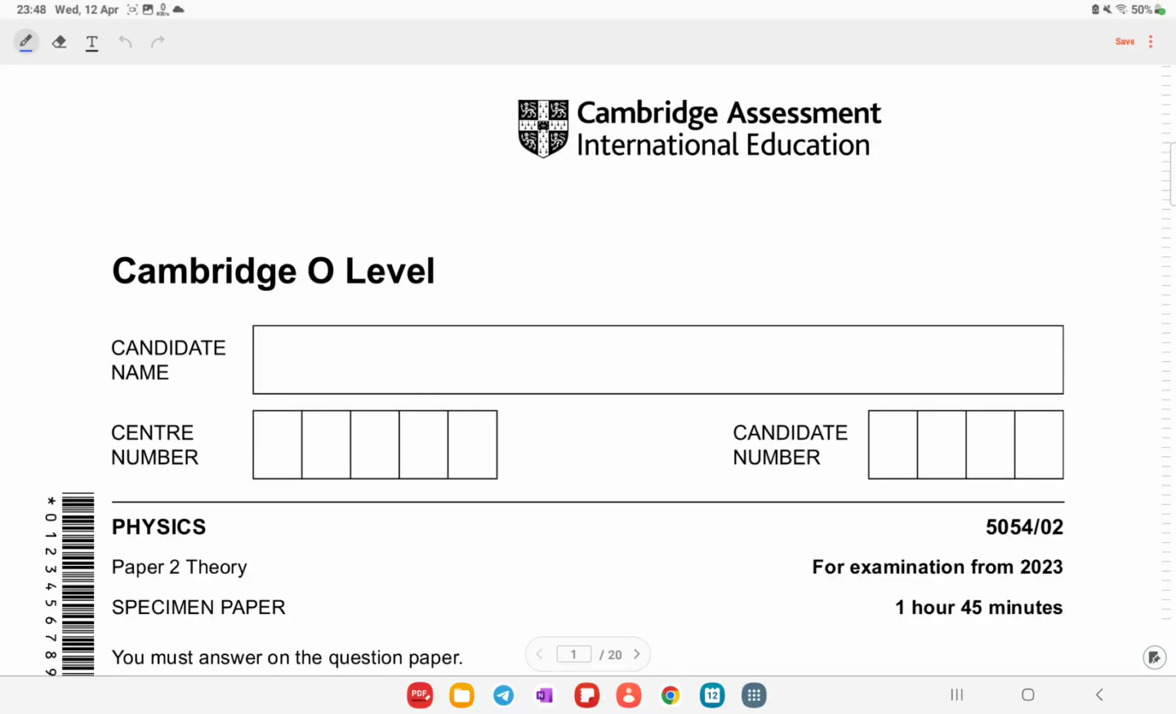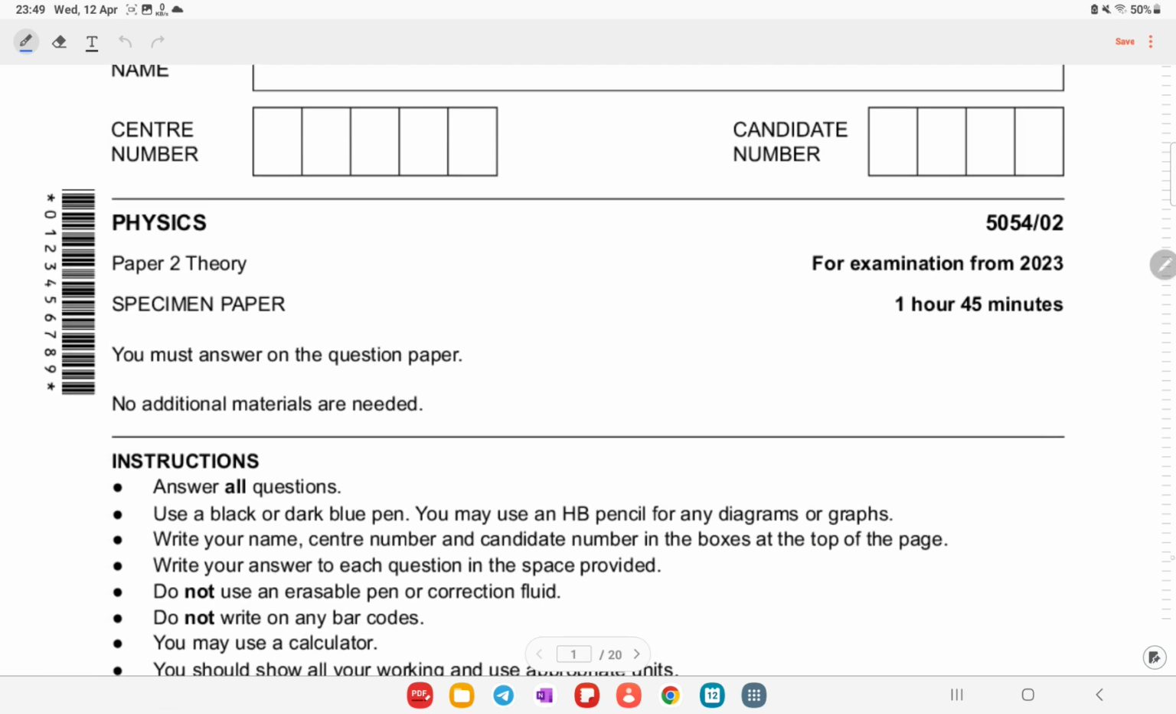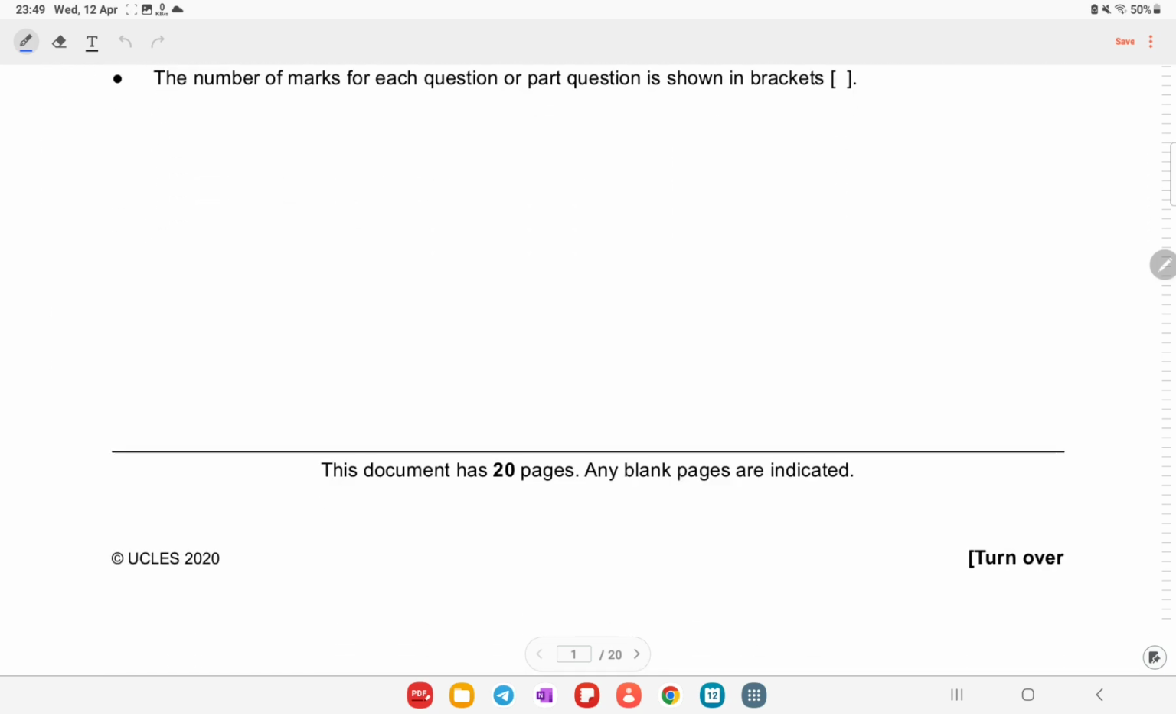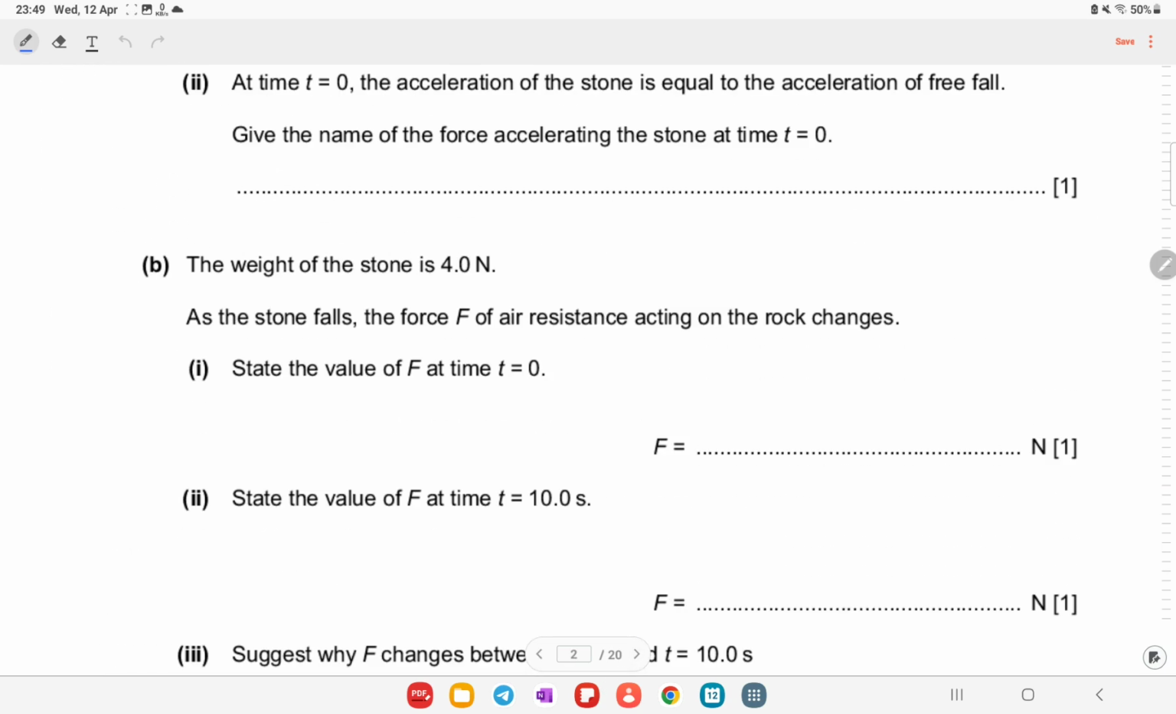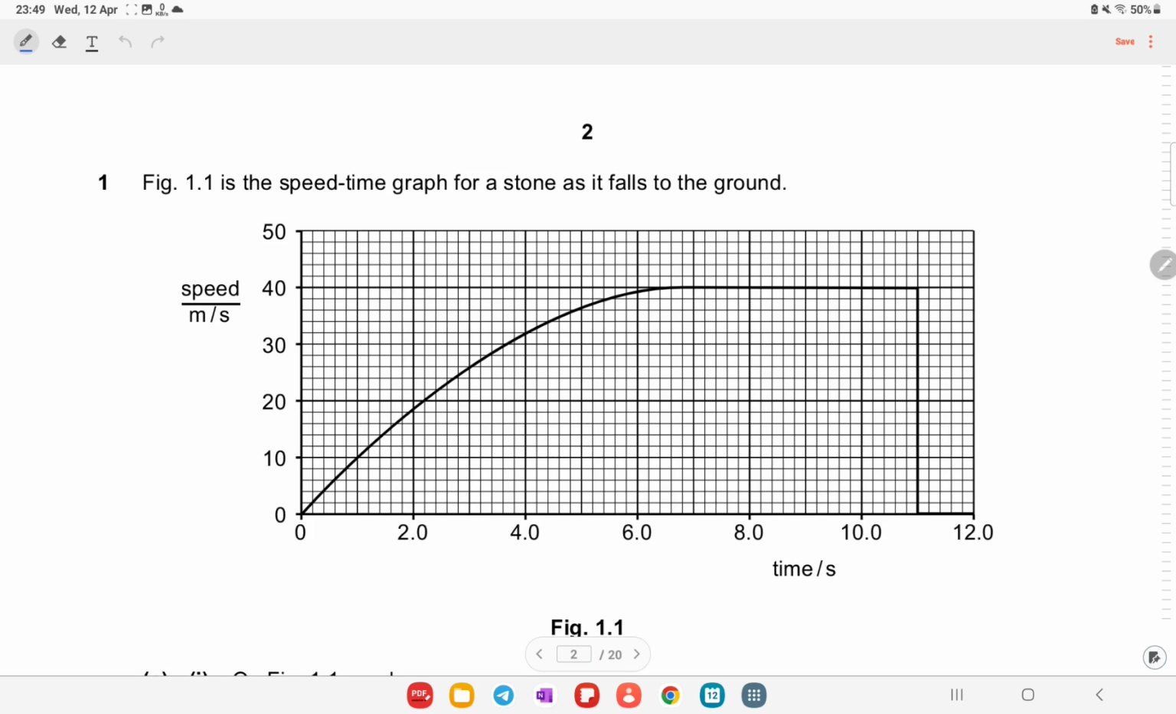Do physics paper 2, which is a theory paper, and it's going to be a specimen paper for 2023. Let's move to question number 1, and this question is about a graph. Figure 1.1 is the speed time graph for a stone as it falls to the ground.